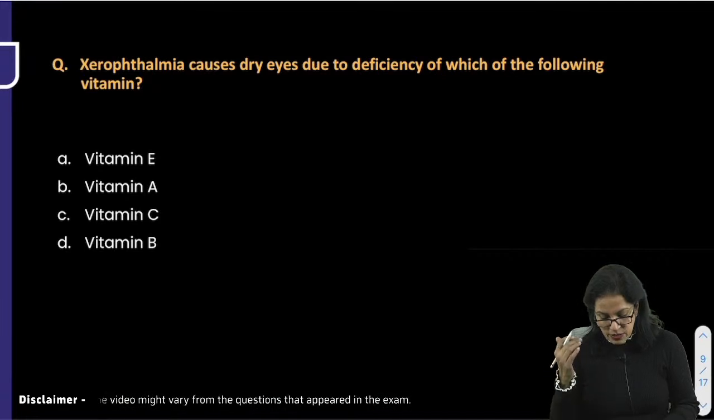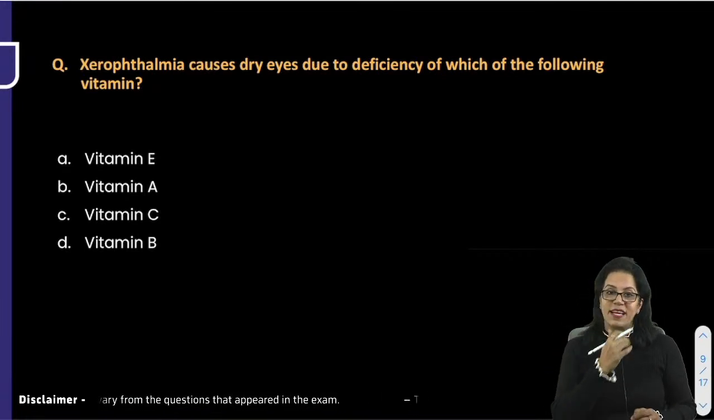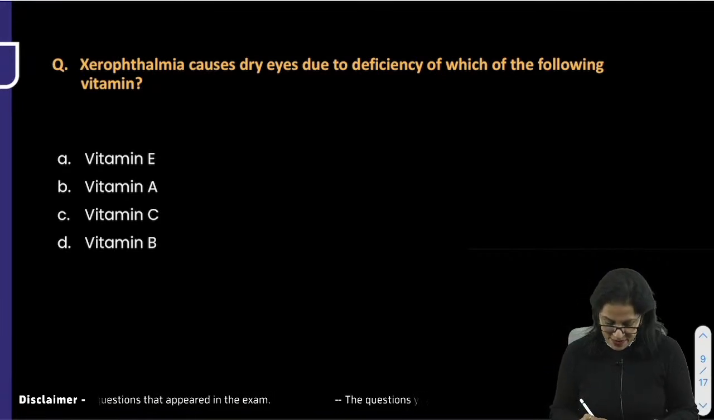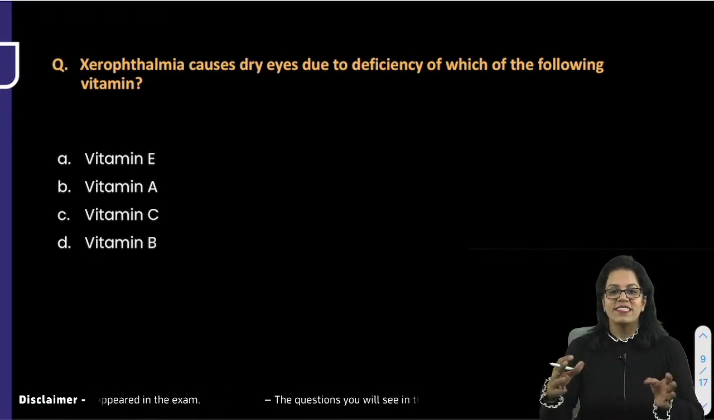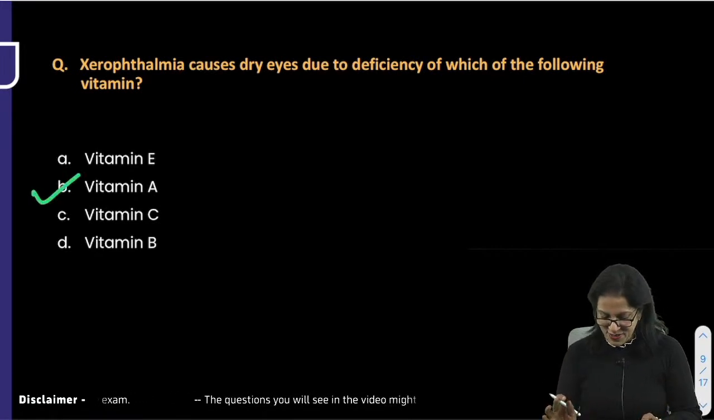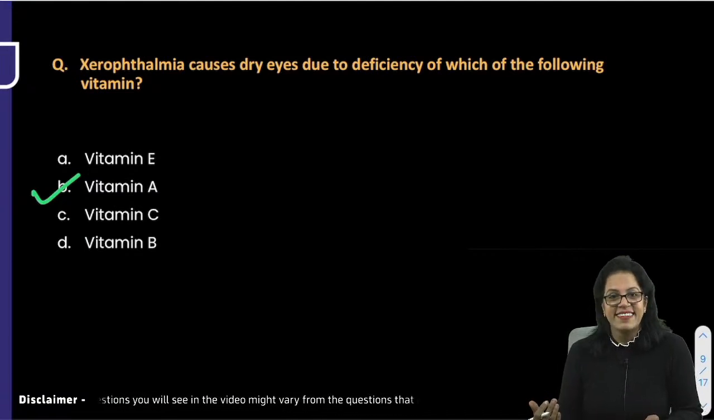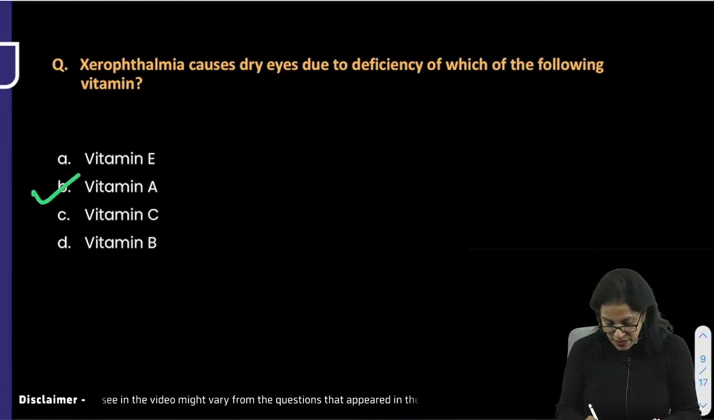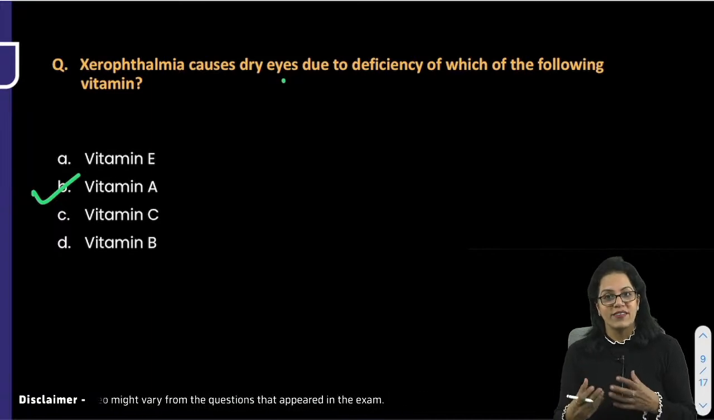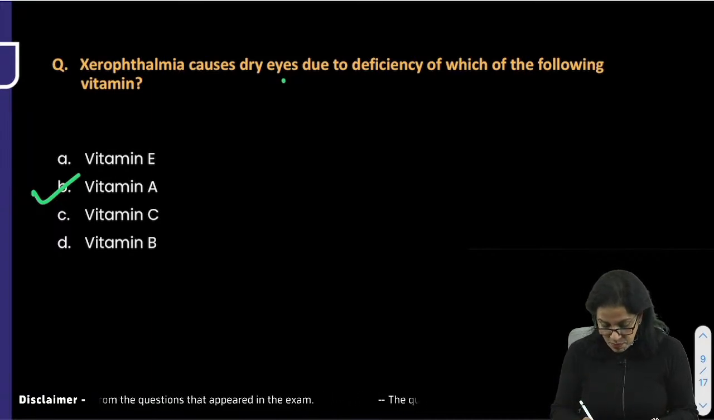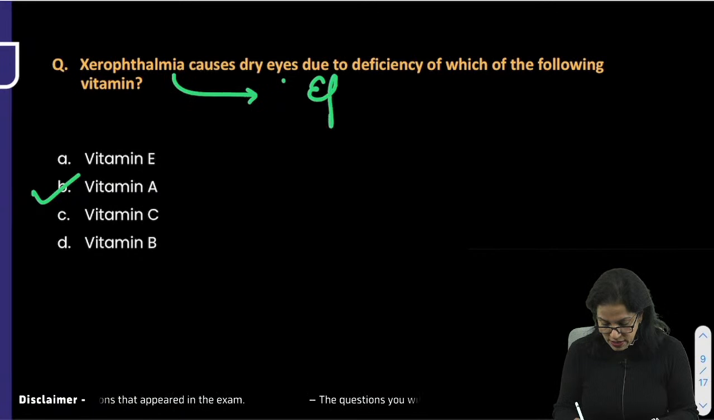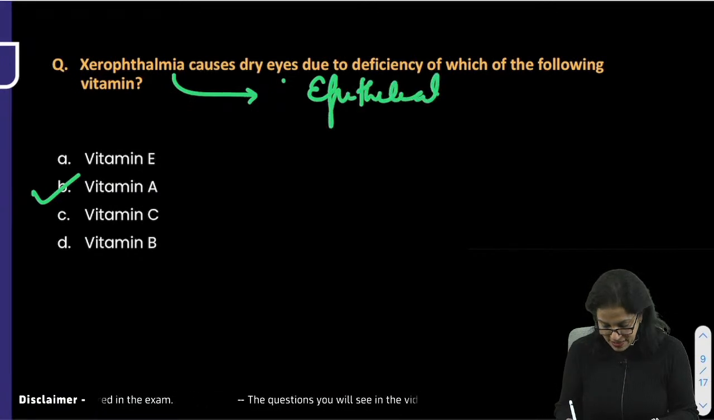Okay, so xerophthalmia, we all know xerophthalmia. What is xerophthalmia? It is vitamin A deficiency. Again, I could just say, okay, it's a quick question, vitamin A deficiency, this is xerophthalmia, right? But can we quickly revise xerophthalmia here? Good opportunity. When you say xerophthalmia causes dry eyes due to deficiency of vitamin A, and what is xerosis? It is drying, right? Xerophthalmia actually is epithelial drying or epithelial xerosis.